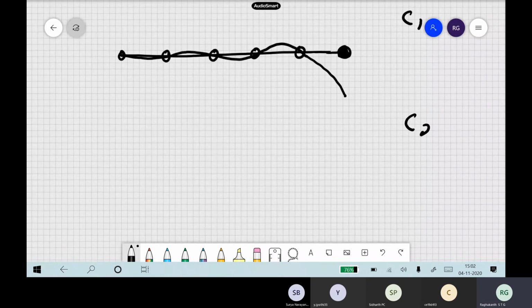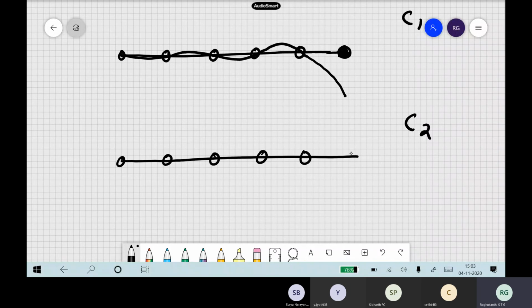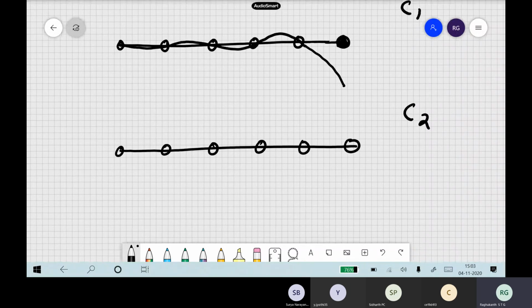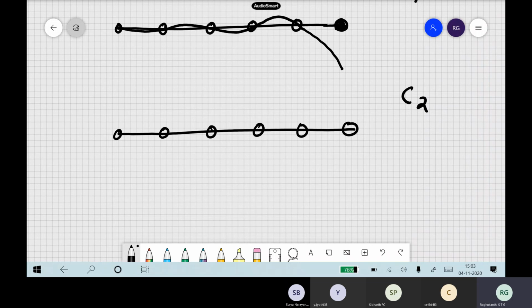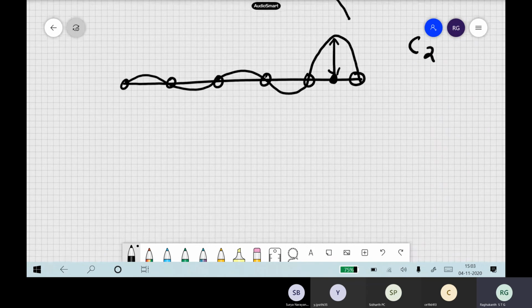Now if I plot the second cardinal function, with the same points 1, 2, 3, 5, 6, where should it be maximum? At the second point. Suppose this is my domain, and I want the function to be here. Then the value will be maximum at this point itself. So this is how the cardinal functions look.